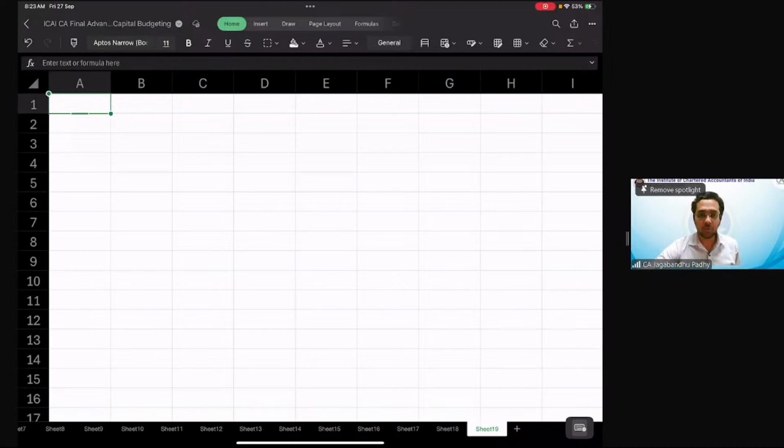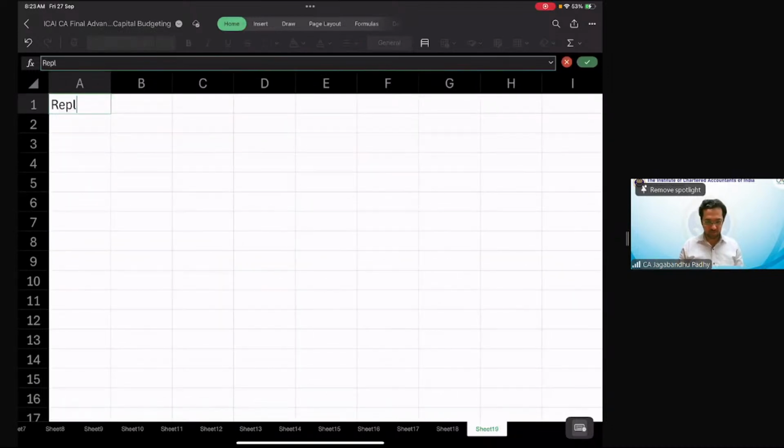Okay. Now, replacement decision. I think you might have done one or two questions at your CA Inter level when it comes to decision about replacement. So here, when we are looking at replacement decisions, there are two aspects we are going to observe.